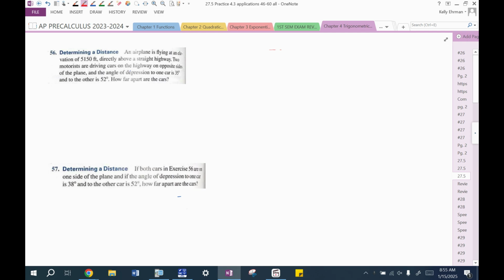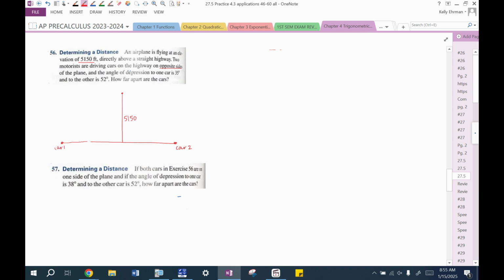So this 56 says an airplane is flying at an elevation of 5,150 feet directly above a straight highway. Two motorists are driving cars on the highway on opposite sides of the plane. What does that mean so far? So here's a plane up in the air. We know that its elevation is 5,150. So the plane's up here above a straight highway. And there's one car over here, and there's one car over here.